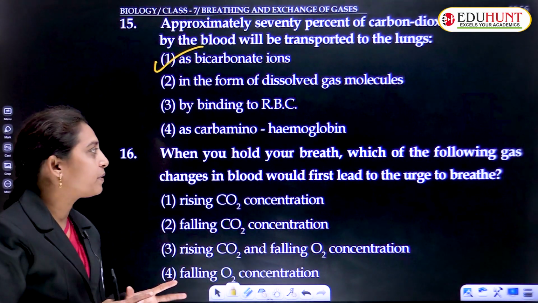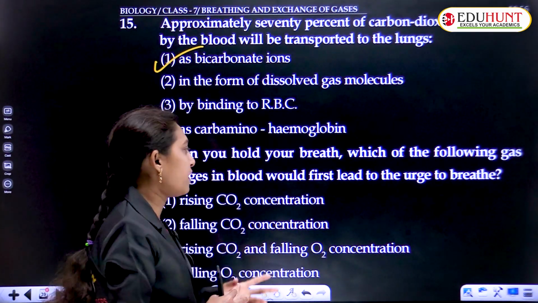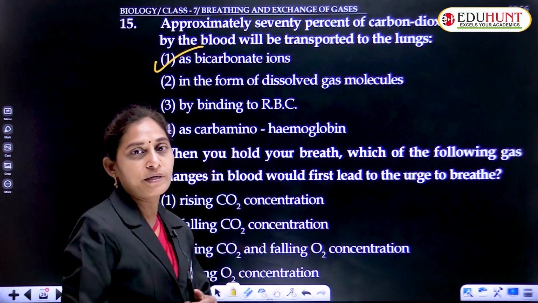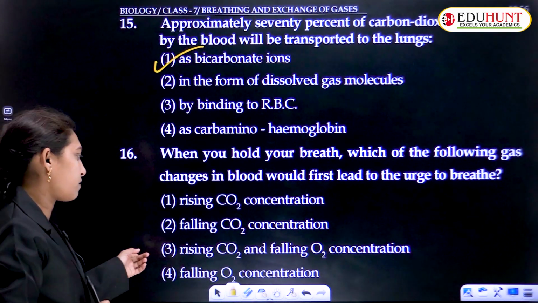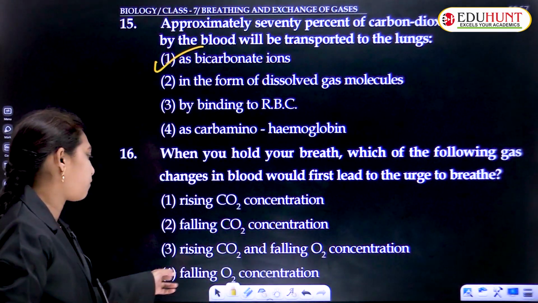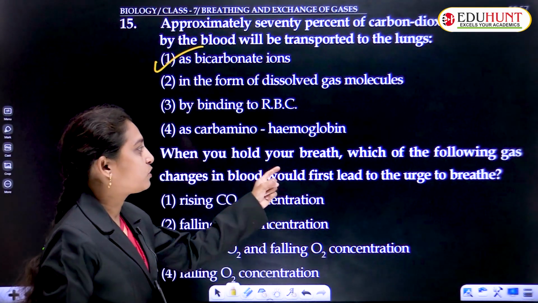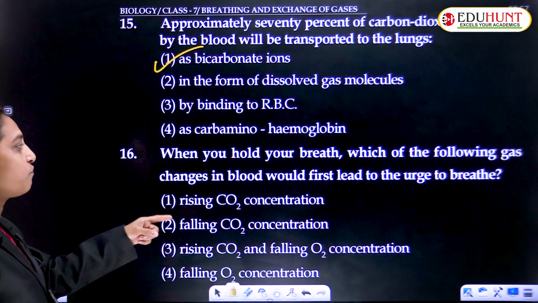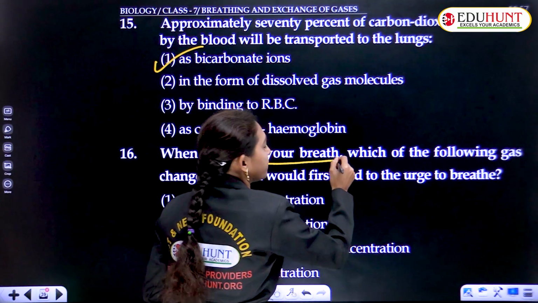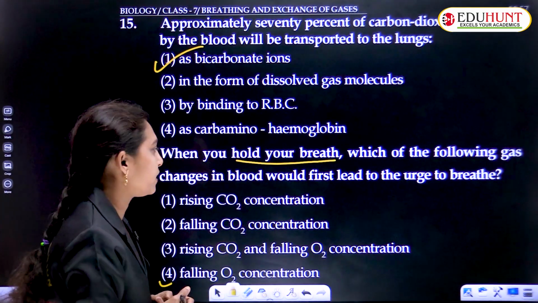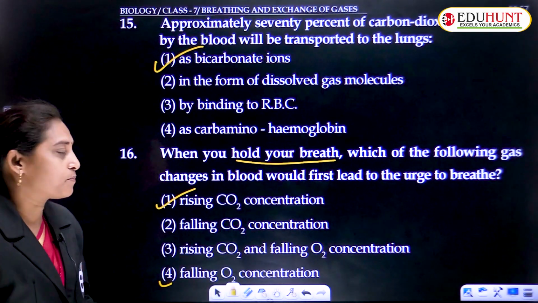When you hold your breath, which of the following gas changes in blood would first lead to the urge to breathe? Raising CO2 concentration, falling CO2 concentration, raising CO2 and falling oxygen concentration, falling oxygen concentration. When you hold your breath, which change would first lead to the urge to breathe? So raising CO2 concentration is the correct option.